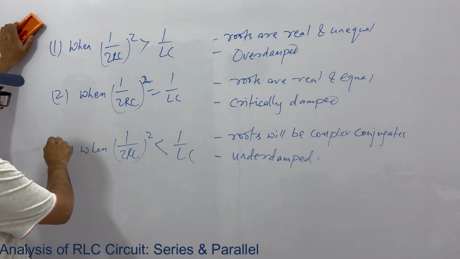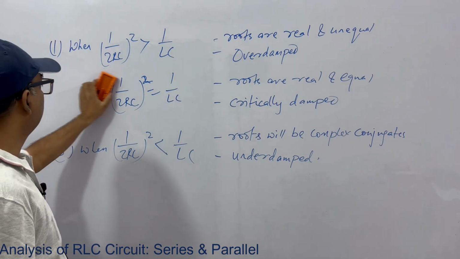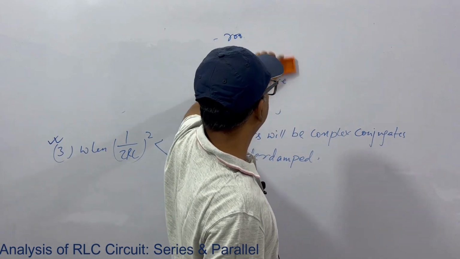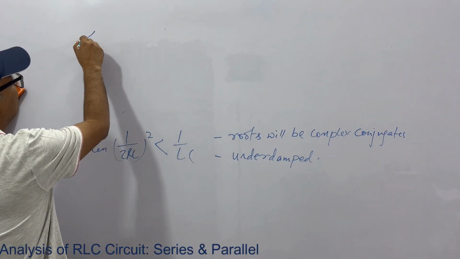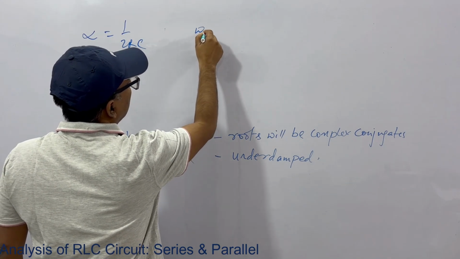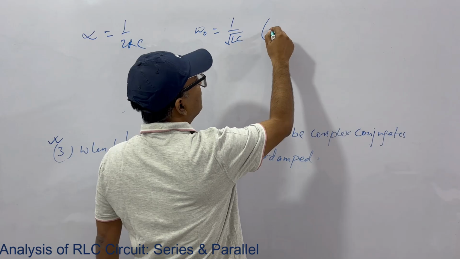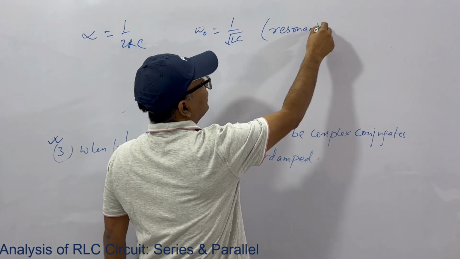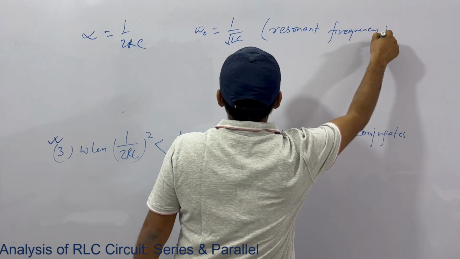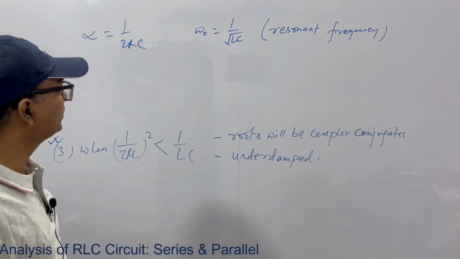Now this is the case we are interested in, when this is less than LC, the case of underdamped response. So let's see this a bit more. Let's say alpha is equal to 1 by 2 RC and omega 0 is equal to 1 by root LC. This is actually called the resonant frequency. I'll tell you after some time why it is the resonant frequency, but for the time being, understand alpha equal to 1 by 2 RC and omega 0 equal to this.